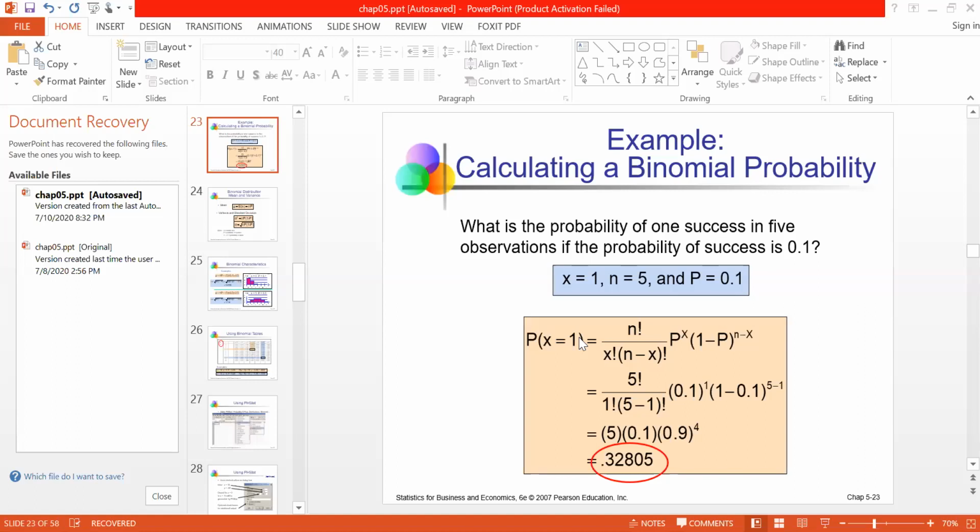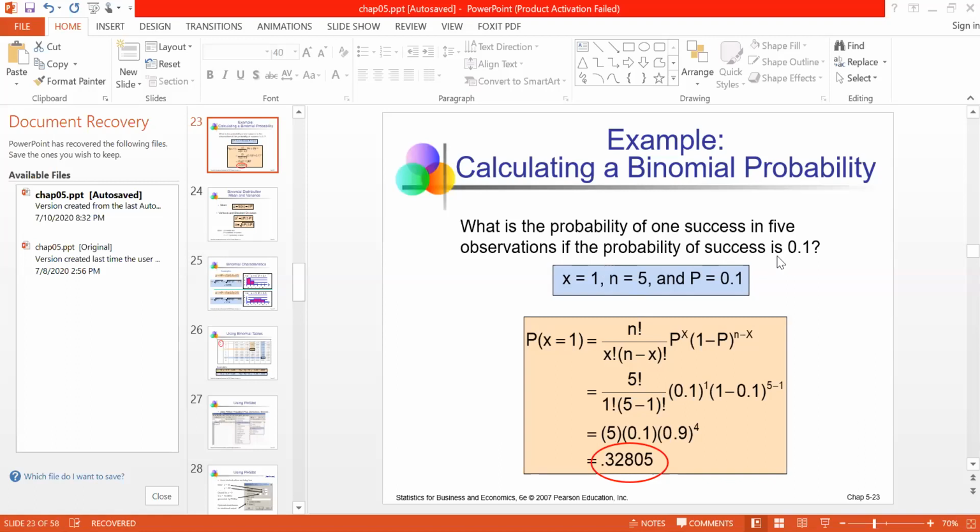Hello again. In this video, I will show you an example of binomial distribution. So the question says, what is the probability of one success in 5 observations if the probability of success is 0.1? These are the only information you need to calculate the probability for binomial distribution.